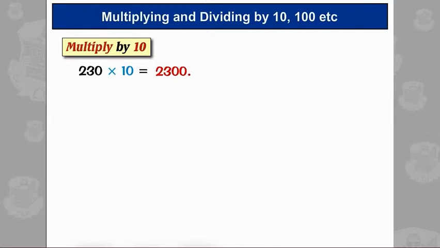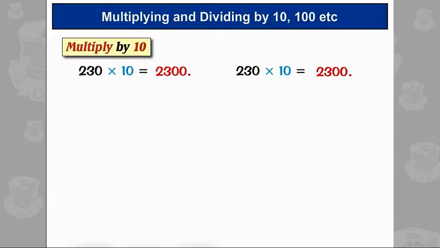Now the other way of looking at this is to move all the numbers along. So here we've got the same calculation again, and what we could do is take the 2 in the hundreds here and move it into the thousands, the 3 in the tens and move it into the hundreds, and then the 0 in the units here, that would go into the tens, and we get left with a gap again, so we fill that with a 0.